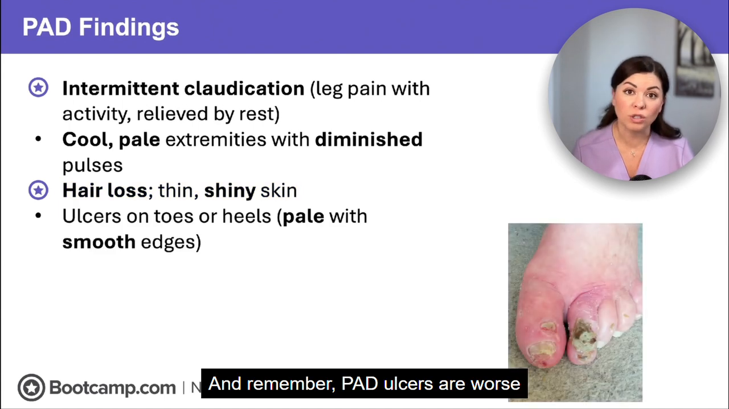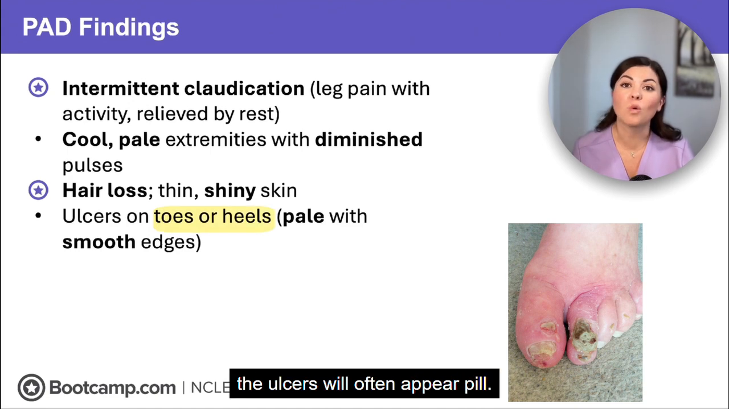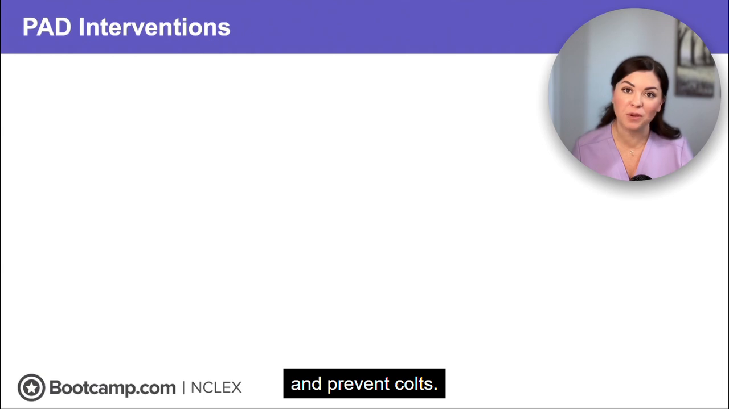And remember, PAD ulcers are worse where there is the least blood flow. So think the most distal part of the leg, such as the toes or the heels. Due to the decreased blood flow, the ulcers will often appear pale. So our goals with PAD are to improve blood flow and prevent collapse. So how do we do this?